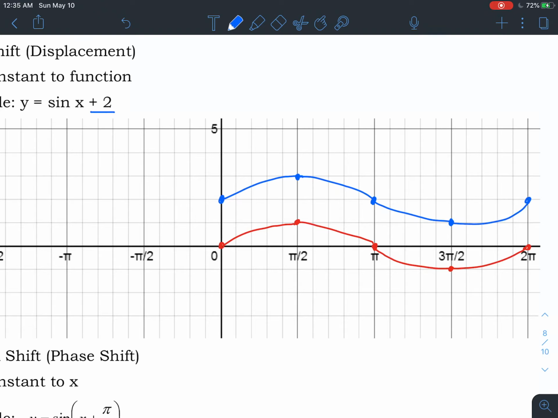Now that blue one is the only one that has to be there. And again, you don't have to necessarily do that process. I find it just as easy, or actually easier personally, that if that 2 is just telling me I'm shifting up 2, I would just go up 2, put my point right there. And then I know that since my amplitude is 1, I'm going to go up 1 from 2 up to 3, back down to 2, down 1 to positive 1, and then back up to 2 for my graph. And that's all a displacement is. That's all a vertical shift does.